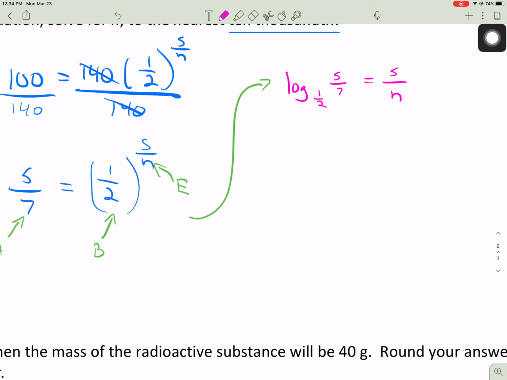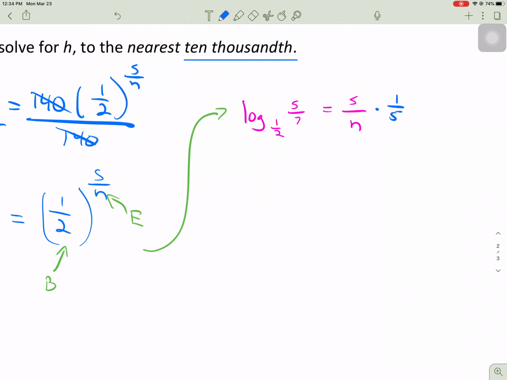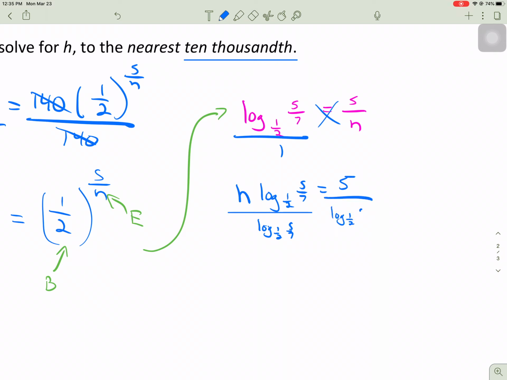Okay, so how do we get rid of this? We can multiply by the reciprocal, 1/5. But that really doesn't help us, so maybe I won't do that because now I have h in the denominator. Instead, why don't we just cross multiply, put this whole thing over 1, and then we get h times log base 1/2 of 5/7 equals 5. And now divide this side by log base 1/2 of 5/7.